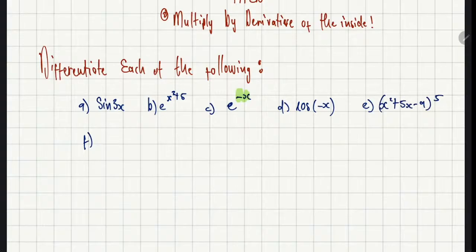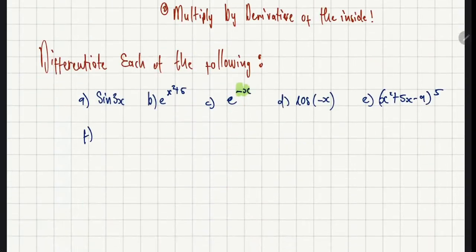Then the last one, square root of x squared plus 5x. Differentiate each of the following.